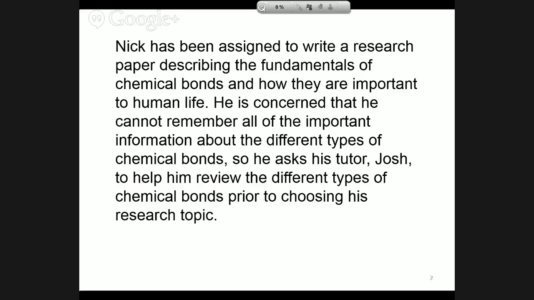So the story here is just this guy, which one is it? Nick, who needs to get a little better grasp on chemical bonds. So he's going to this tutor, Josh, to get some help with this. And so we're just going to walk through this story, essentially. And there will be certain places where it explains things, and there will be some pictures to go with it, and some questions, again, about what's going on.